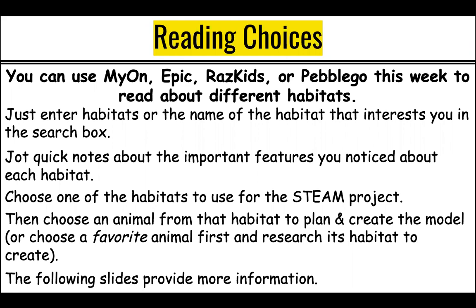Choose one of these habitats for your STEAM project. Then choose an animal from that habitat to plan and create the model. You could do it the other way too. If you have an animal already in mind, if you have a favorite animal, you might want to research that one and then really research the habitat in which it lives. If you did your expert book on an animal, for example, a gorilla or a hawk, then I would pick something different. Try something new this week.